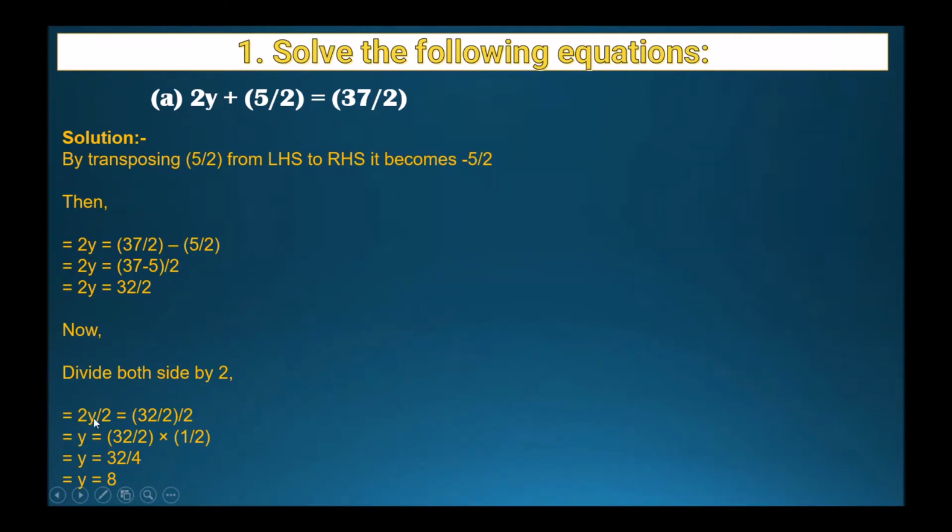So this 2 will cut, so it will become y. And 32 upon 2, now this is divide to divide. So this will come up and become into 1 by 2. So y equals to 32 upon 4. So 32 upon 4 means y equals to 8.